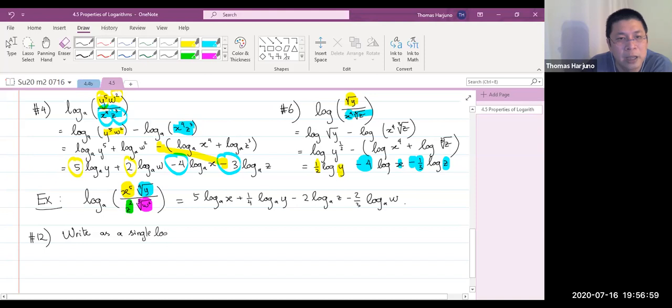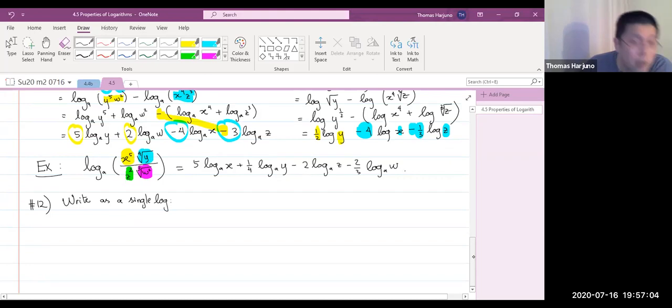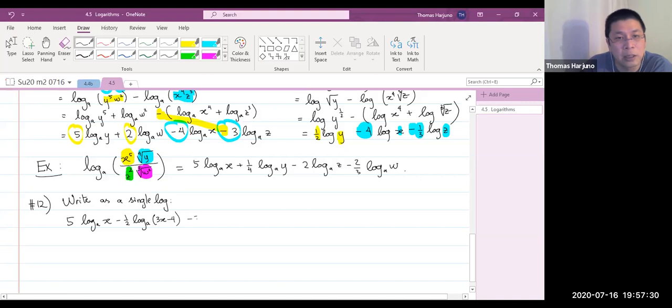So we condense that into log of something. Instead of long terms, a lot of parts, we put them together. So we have 5 log base a of x minus 1/2 log base a of 3x minus 4 minus 3 times log base a of 5x plus 1.